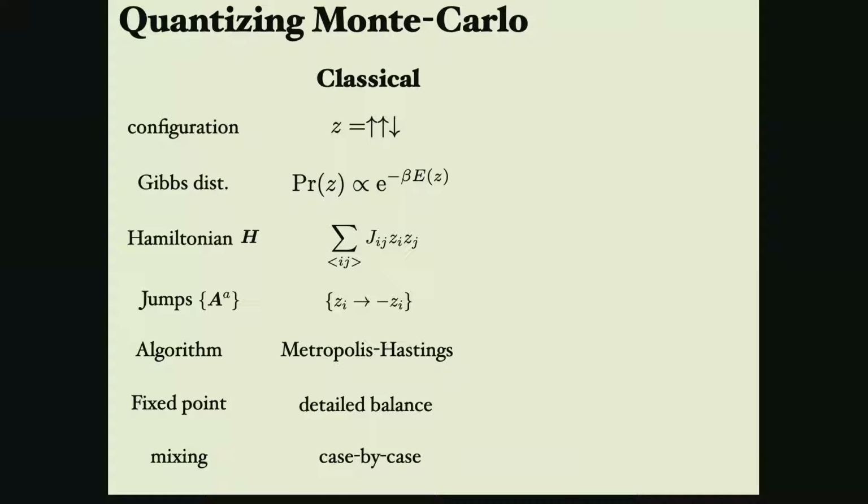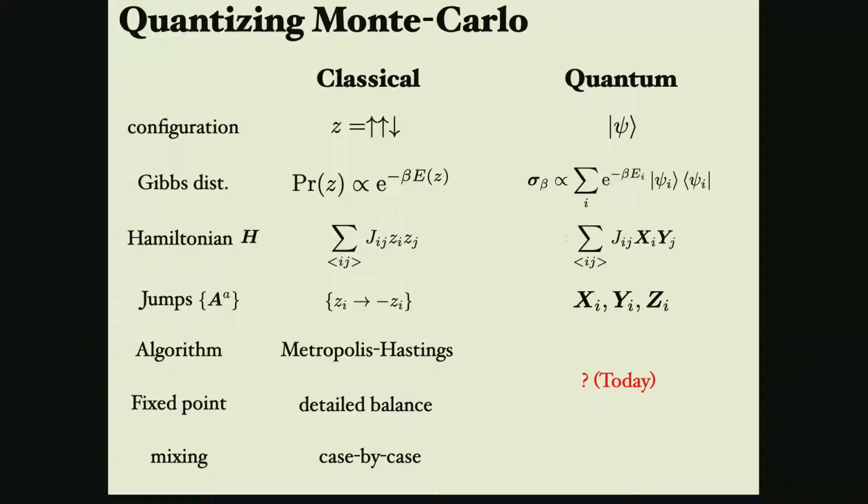So now let's quickly summarize what we have been discussing. For the classical case, it will be useful to understand what we are quantizing. On the left, you have the choice of configuration, which are just classical spins. The Gibbs state is a distribution on the classical spins. There is a classical Hamiltonian and some set of jumps. And what we want to do today is to make everything quantum.